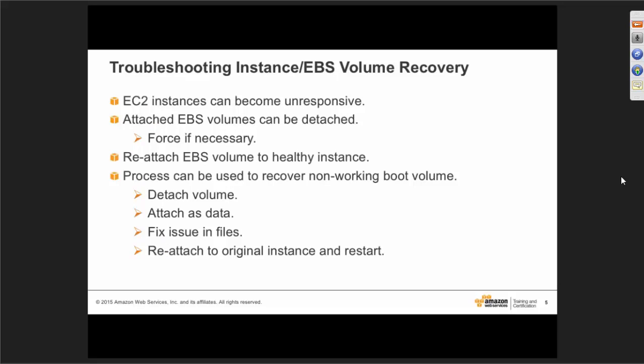Going to talk about troubleshooting instances and EBS volumes. They all have a healthiness check that's built in, and so knowing what those healthiness checks refer to is really key for this.